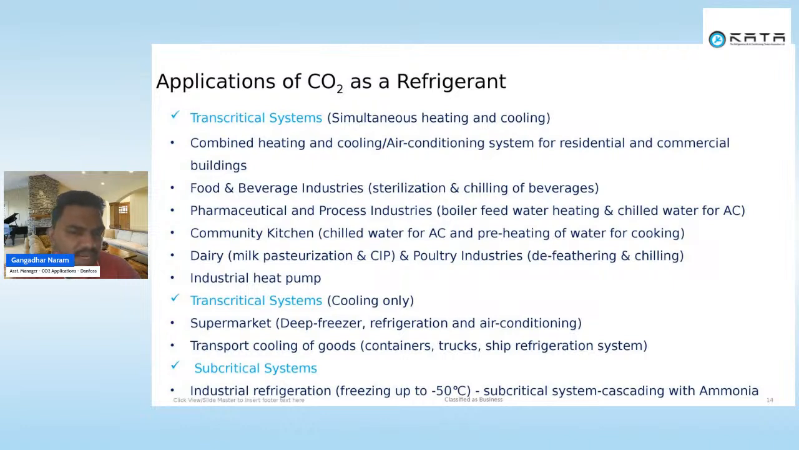Food and beverage industries, mainly for sterilization, require hot water, and for chilling of the beverages we require chilled water. Then the pharmaceutical and process industry, where you have a boiler. It may be a high temperature, high pressure boiler, such as 10 bar, 185 degrees steam generation, but that steam has to be generated from 30 degrees centigrade water, correct? So instead of giving 30 degrees water to your boiler, we can give 90 or 100 degrees hot water, so that the boiler can deliver steam by heating from 100 to 185 degrees centigrade instead of from 30.